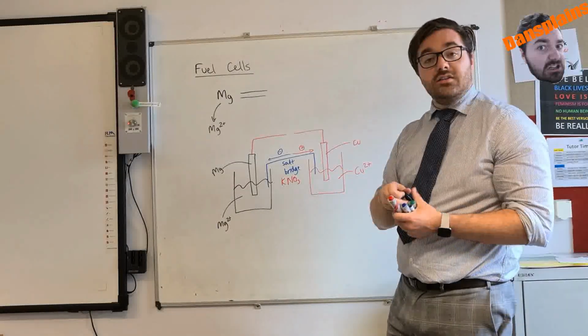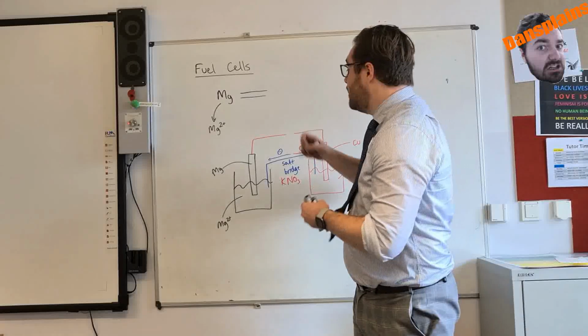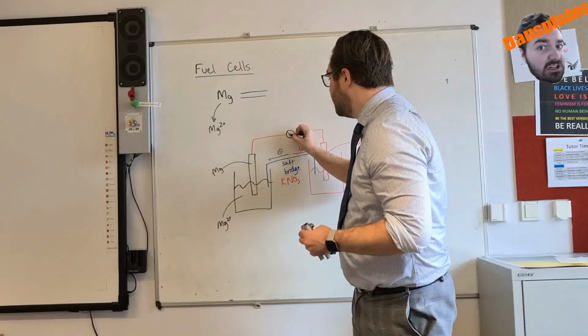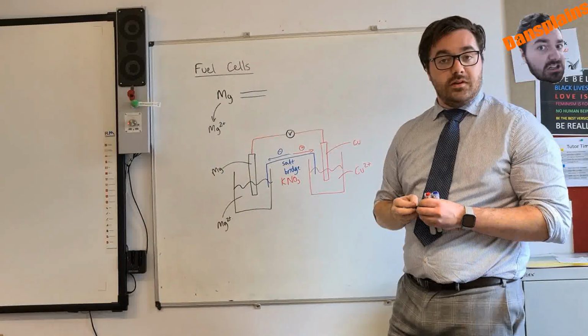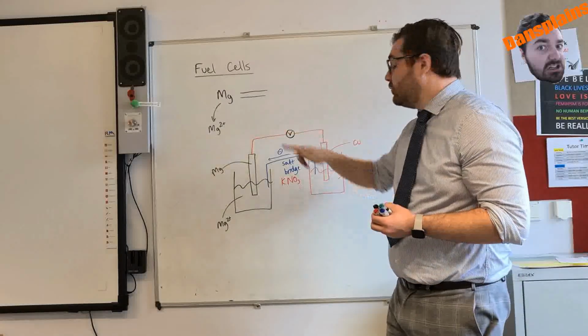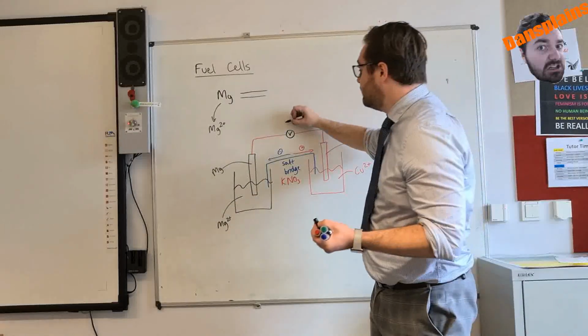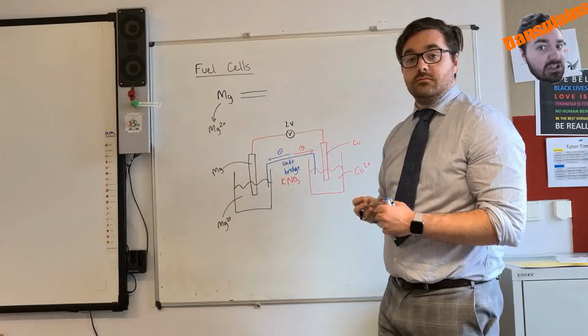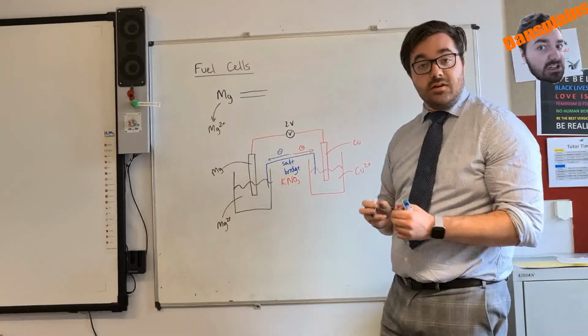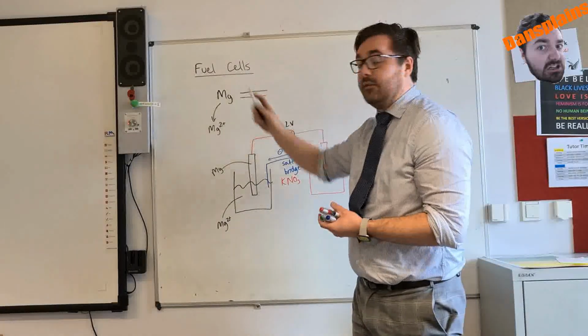Now to measure the last bit, which is our potential difference, we can quite simply put a voltmeter between them. That will give us a reading of maybe 2 volts. This is how you can measure the cell potentials in a fuel cell.